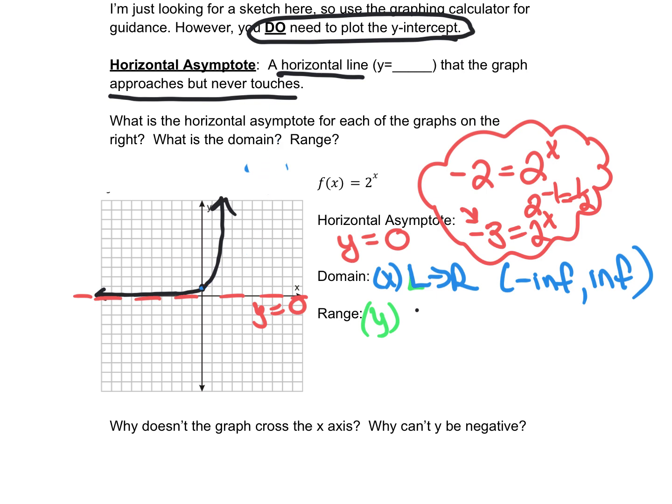Let me erase a little bit of that. Okay, if we are looking at range, our range is our y values, and we read range from the bottom to the top. So if we start on the bottom and we move up, the first place that we see any of our graph is at 0, but it doesn't include 0. Remember, it can't ever actually touch 0. And then it keeps going on up to infinity.